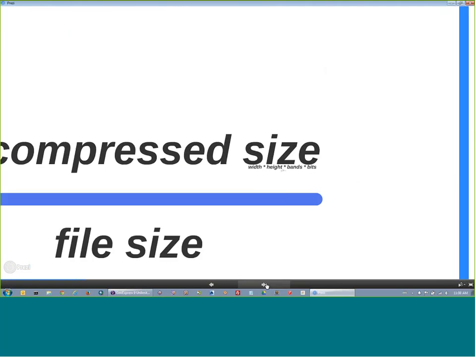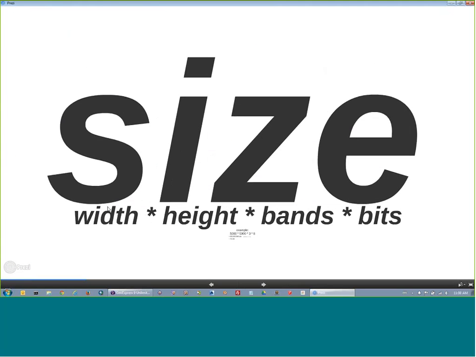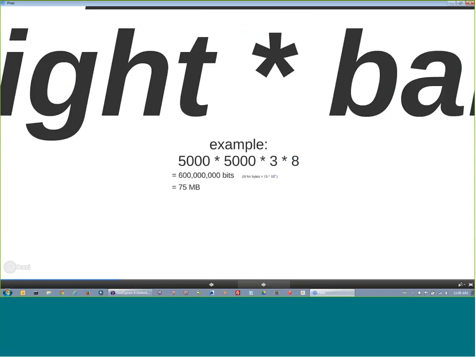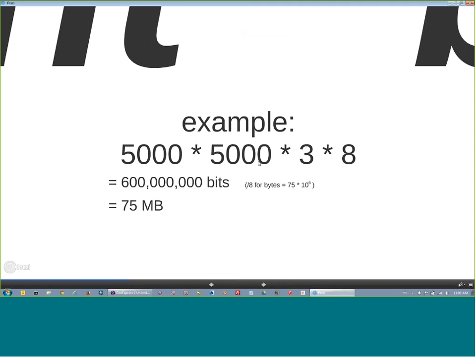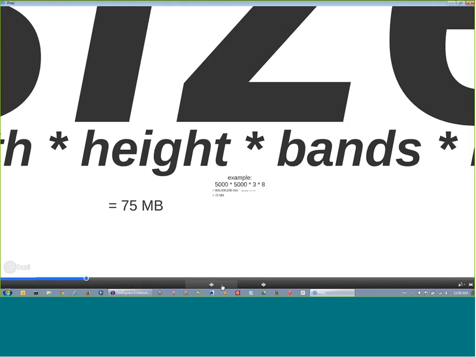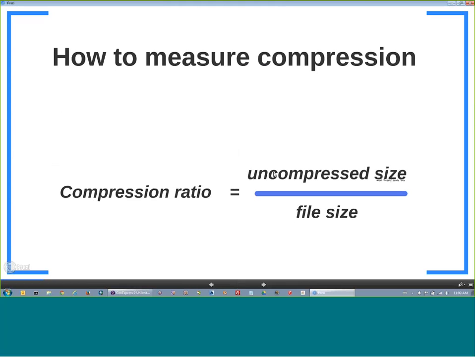And if we look at that formula for the uncompressed size, it's always going to be the same. The width, the height, times the number of bands, times the bits, gives us the uncompressed size of that imagery. So for example, a 5,000 pixel wide by 5,000 pixel tall image that has 3 bands, red, green, and blue, and each pixel is represented by 8 bits in each band, then we get 600 million bits, and if we do the math, we get 75 megabytes. So we have a 75 megabyte raw pixel size image, and that gives us our uncompressed size.